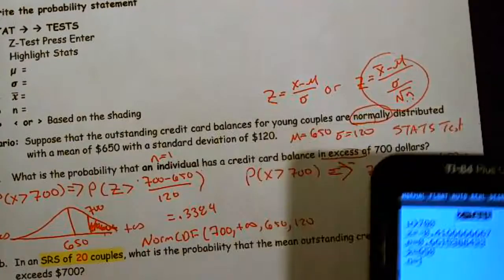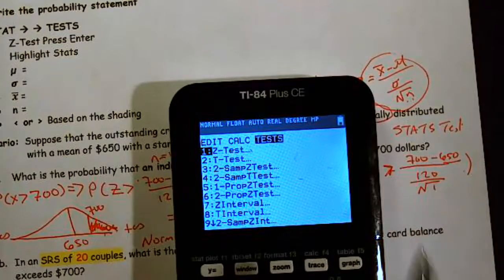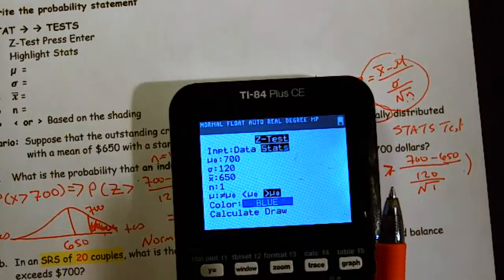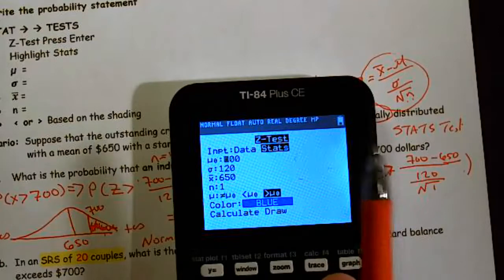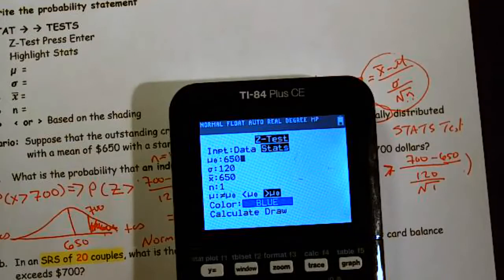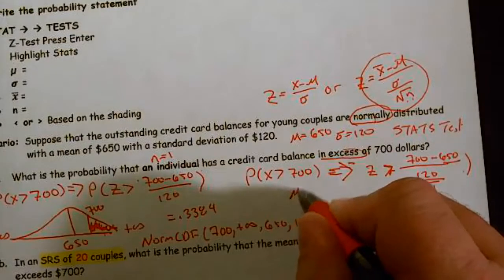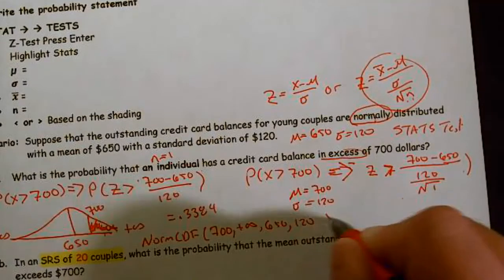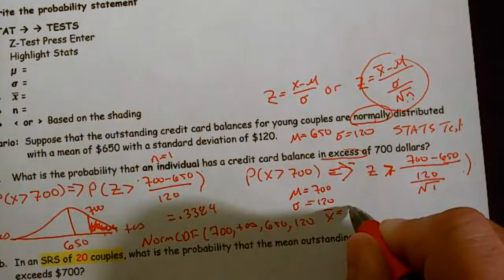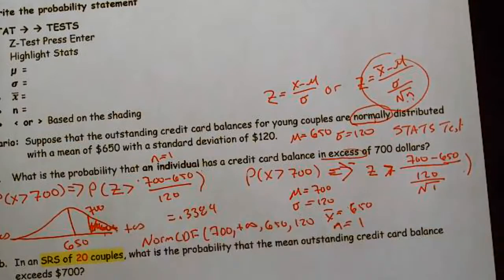And guess what? I put something in incorrectly. Stat test, Z test. Oh, I'm sorry. The mean of the population was 650 and the x bar was 700. I should have written that down. So one of the reasons that really helps if you do that, and by the way, you're going to be required to on a test, right? Mean 650, standard deviation 120, x bar is 700, and then n equals, in this case, 1.